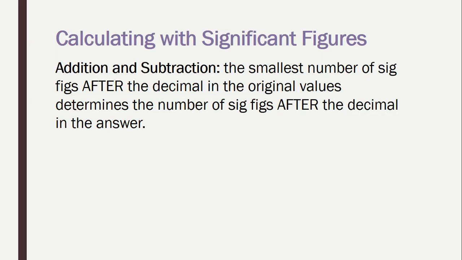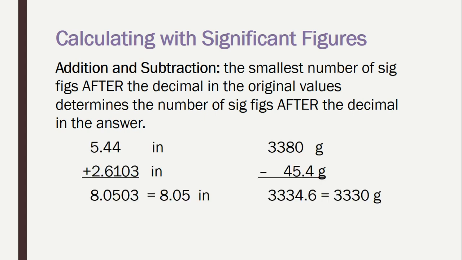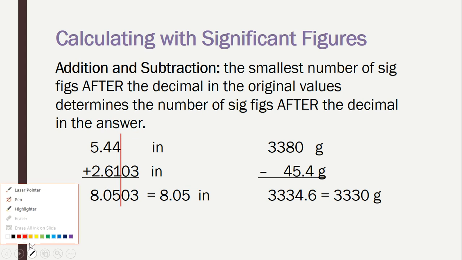So addition and subtraction, the way this works is you want to first of all line up everything with a decimal point, and then establish where your least accurate digit was. So in this case, this 5.44, the hundredths place is where this number is the least accurate. The person who measured this estimated the hundredths place. So that is where it's the least accurate.